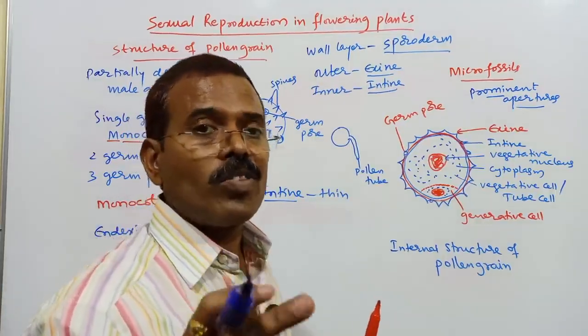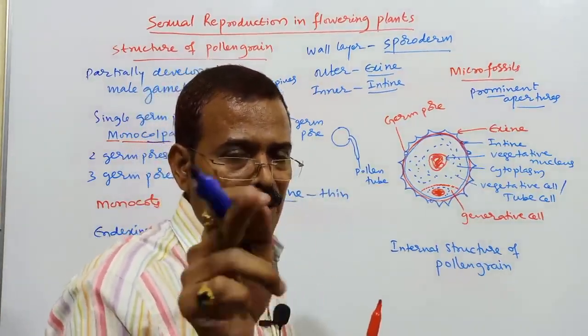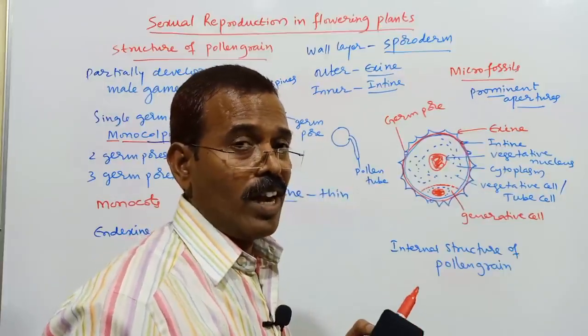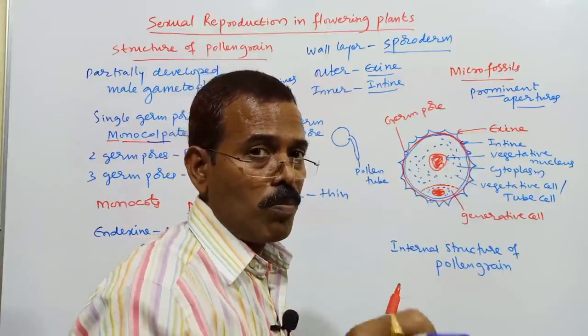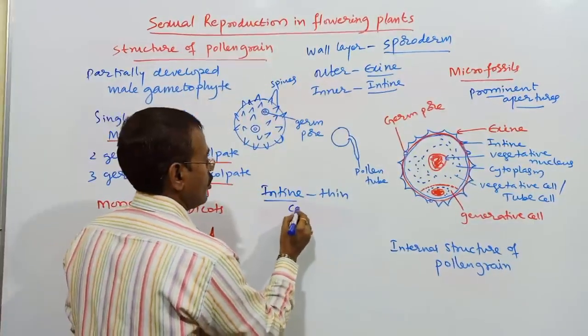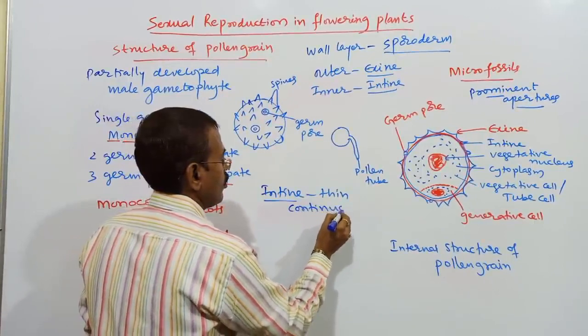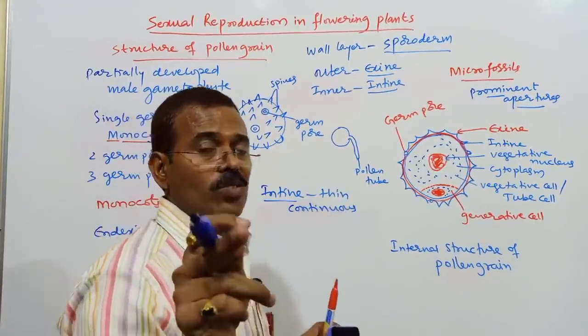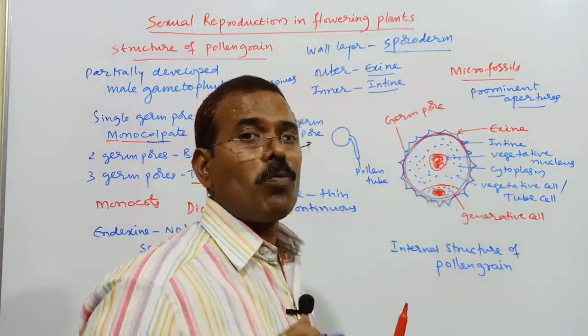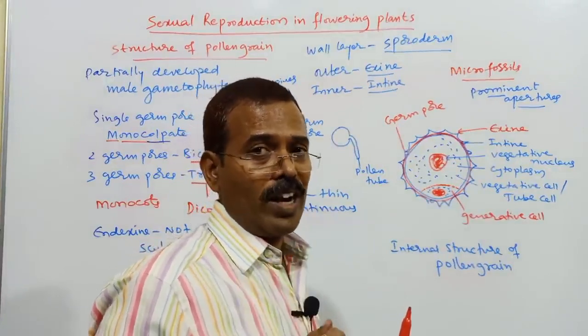Intine layer is thin and it is continuous. Exine layer is interrupted due to the presence of germ pore. Exine is made up of sporopollenin, which I told you is one of the most resistant organic substances.